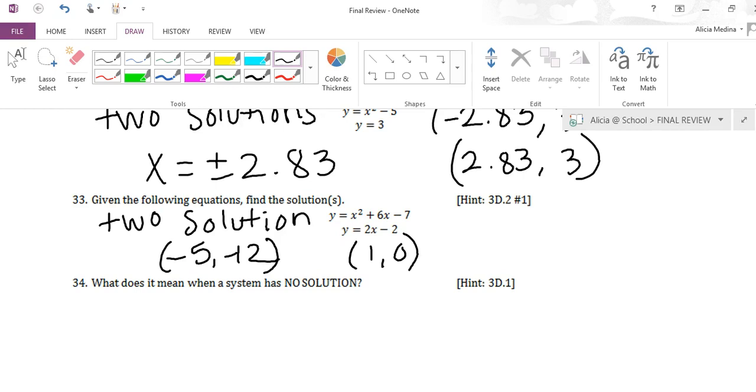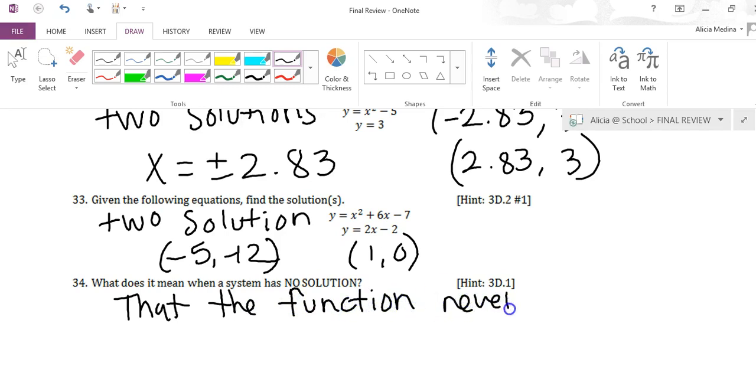The last question for this section is, what does it mean when a system has no solution? Well, they have a solution whenever they intersect. So if the system does not have a solution, that means that the functions never intersect. Or you can think touch. They never intersect or touch. It might be 2 parabolas or a parabola and a line. You can say the line and the parabola never touched. So if it has no solution, it simply just means that they're never touching. They're never going to cross.